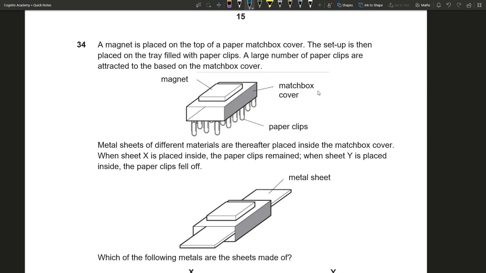Here we have a magnet placed on top of a paper match box, and it's attracting a bunch of paper clips. They place different metal sheets in the matchbox between the magnet and the attracted paper clips. We are told that when sheet X is placed inside, the paper clips remain, meaning that sheet X is non-magnetic. And when sheet Y is placed instead, the paper clips fall off, meaning that sheet Y is magnetic.